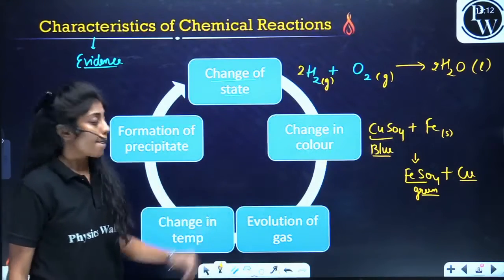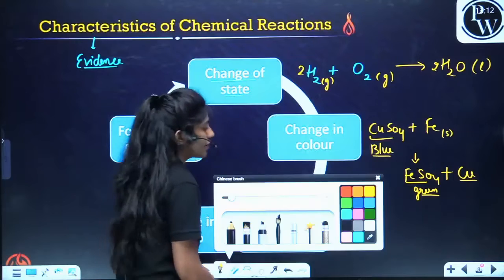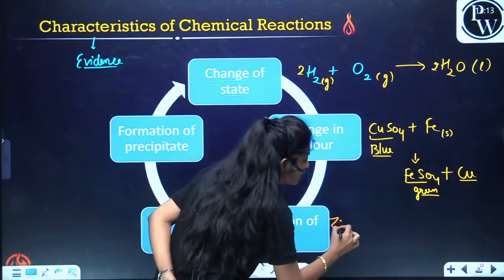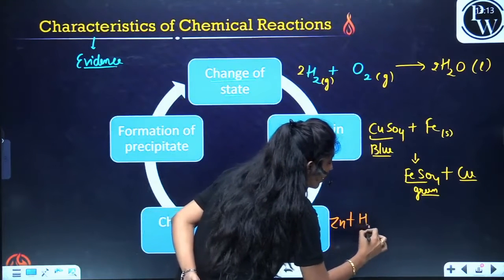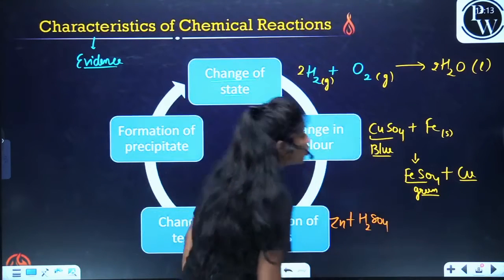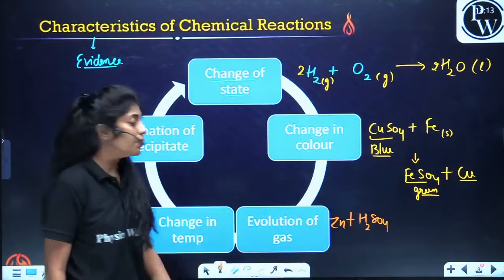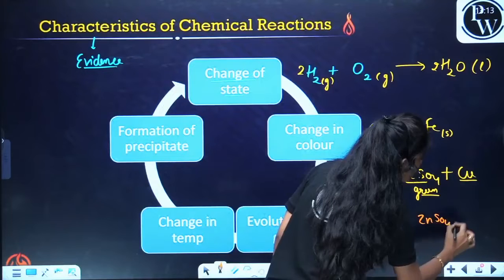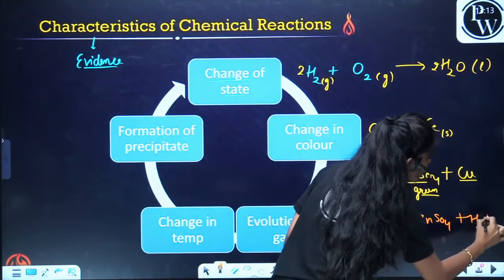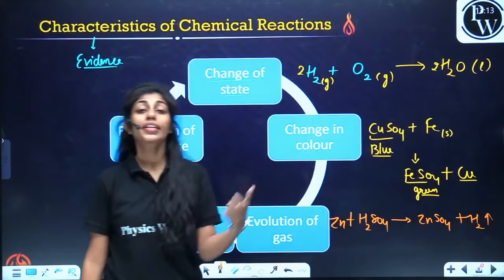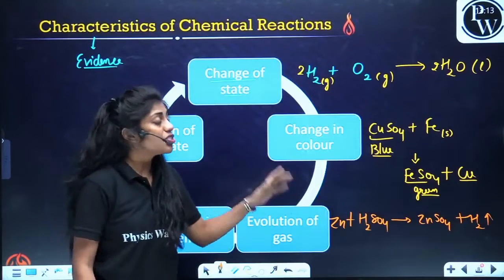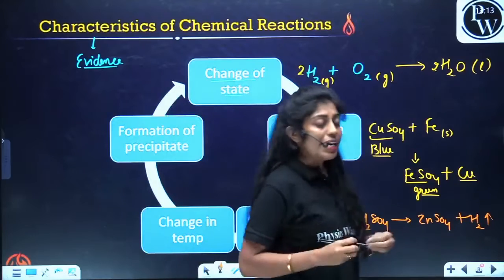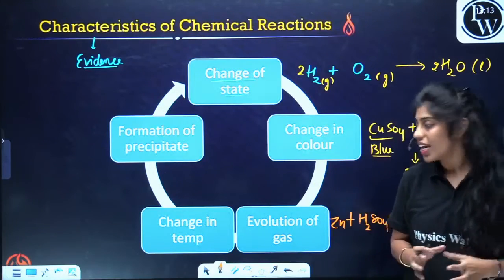Change in color. Next, I have evolution of gas. Suppose I have zinc granules and I am reacting them with sulfuric acid. Of course, there will be production of ZnSO4 and evolution of hydrogen gas will take place from the test tube or the beaker in which the reaction is occurring. So this will also be considered a chemical reaction.